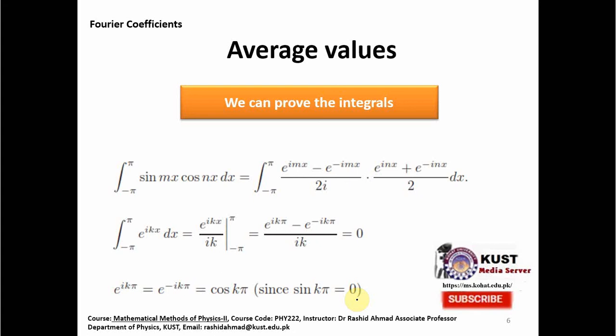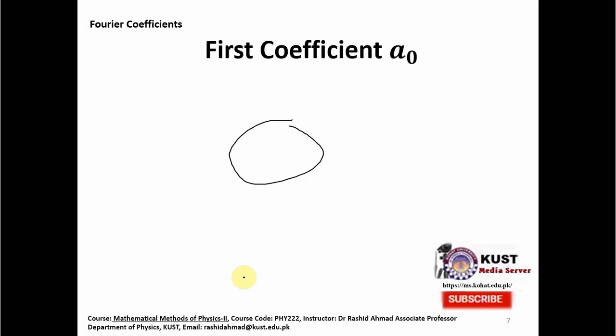So what you need to do is put in their exponential forms, and then from these exponential forms the mixed terms go away, and these integrals are very simply calculated. Okay, so after having said this, now we go towards the real calculation, the derivation of the formulas for the coefficients.